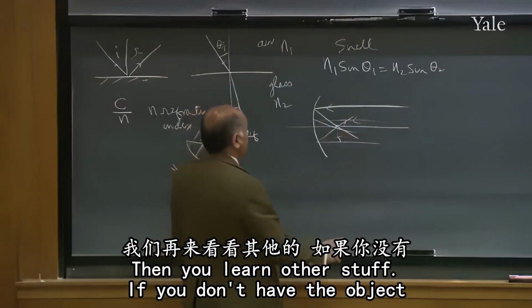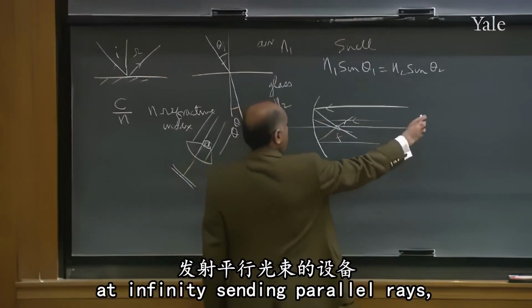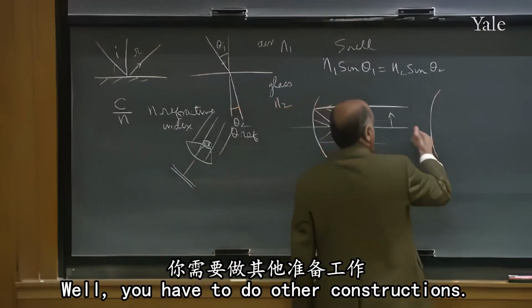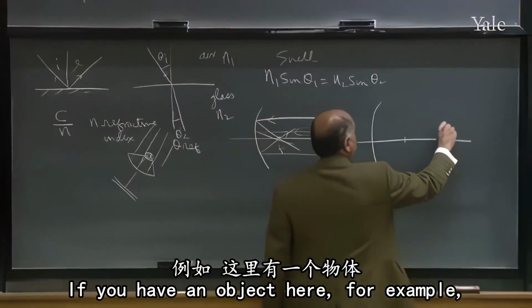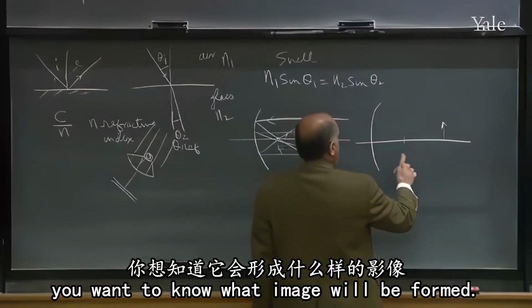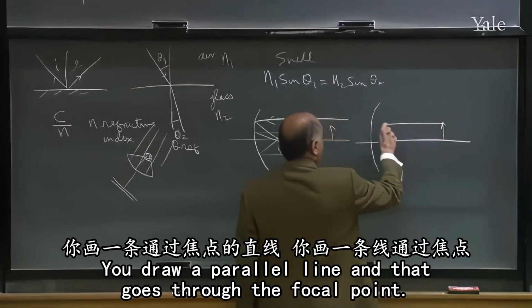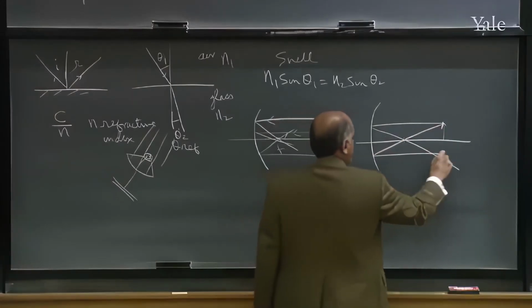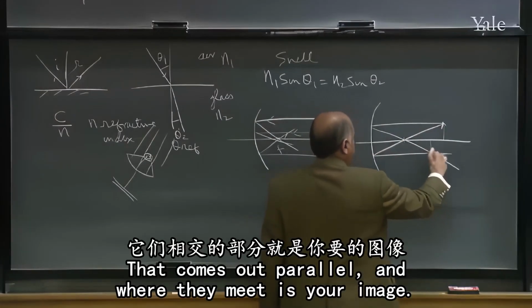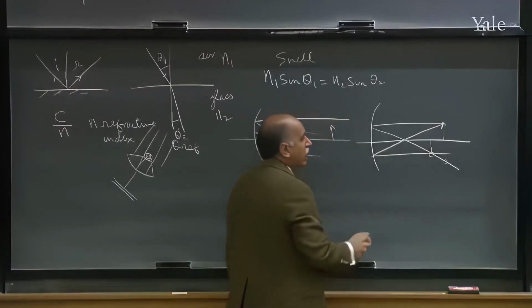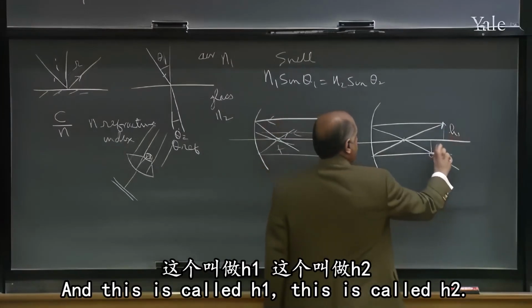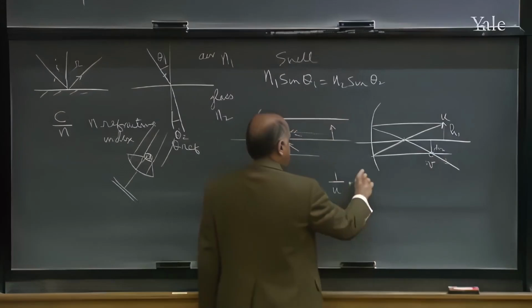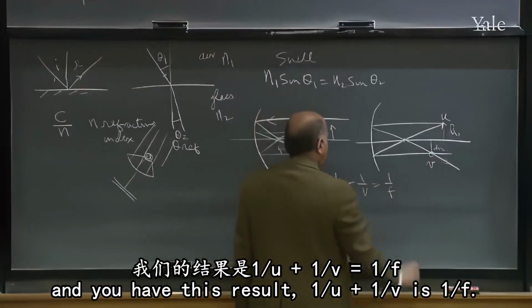Then you learn other stuff. If you don't have the object at infinity sending parallel rays, if you have an object here, what happens? Well, you have to do other constructions. If you have an object here and you want to know what image will be formed, you draw a parallel line, and that goes to the focal point. You draw a line to the focal point, that comes out parallel, and where they meet is your image. This is called h1, this is called h2, that distance is called u, that's called v, and you have the result: 1 over u plus 1 over v is 1 over f.